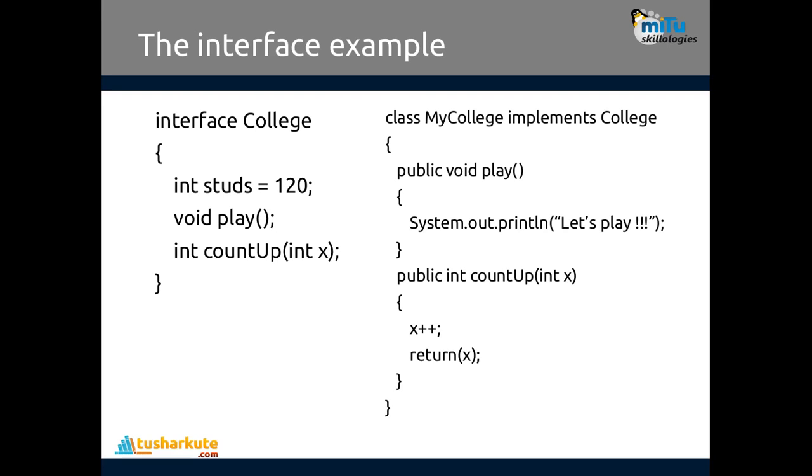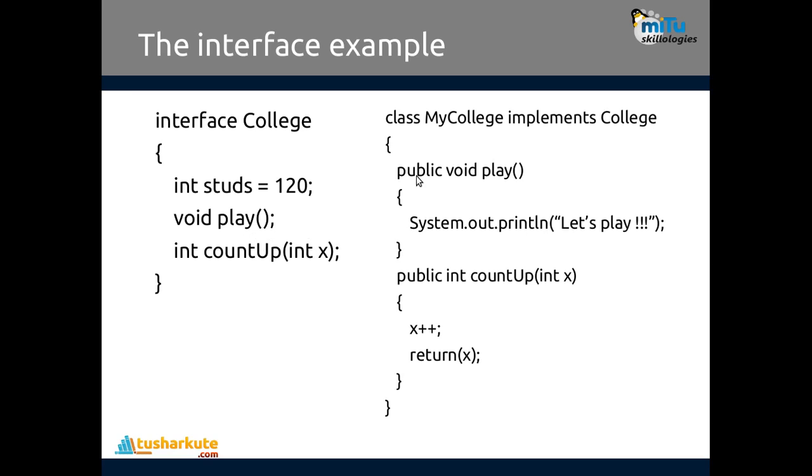Now what's the application of the interface? An interface can be implemented by other classes. The implements keyword is used to implement it. Once it is implemented, all the constants and methods inside the interface will be available for the class that implements it. Now see, MyCollege is the name of the class, implements College. So College is the interface implemented by this class. Now, the two methods declared over here must have their definitions written in the class. So public void play and public int countUp will be declared over here.